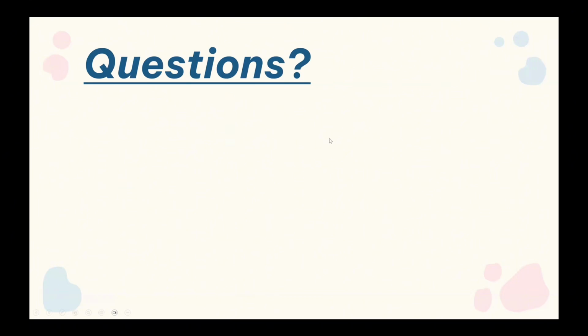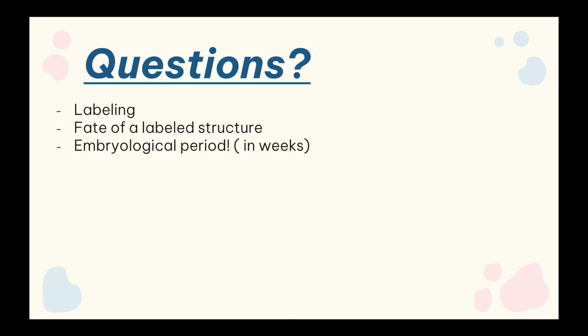So what type of questions can they ask us? They can simply ask for the labeling of the structure. So what is the name of it? They can ask for the fate. So for example, the yolk sac will later change into a primitive and a definitive yolk sac. They can even ask for the embryological periods in weeks. So when did this structure develop?